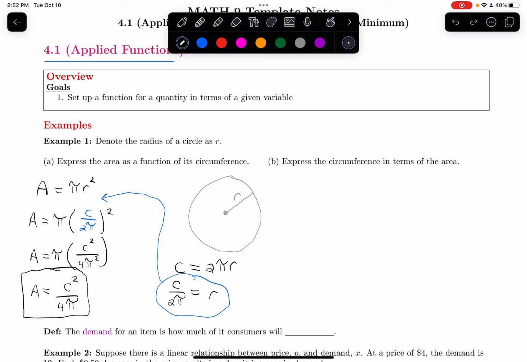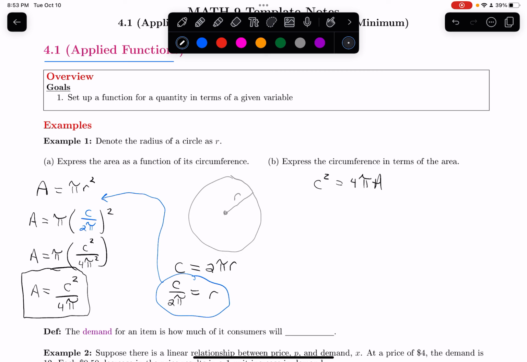All right, let's look at part B. This says express the circumference in terms of the area. So now I want to do it the other way. I want c on one side of the equation by itself, equal to some stuff, but I want the only variable on the other side to be a. I don't have to do all of this work again from scratch. I already have an equation to work with, but I need to now isolate c. So first I'll multiply the 4 pi over to the other side. That gives me c squared equals 4 pi a.